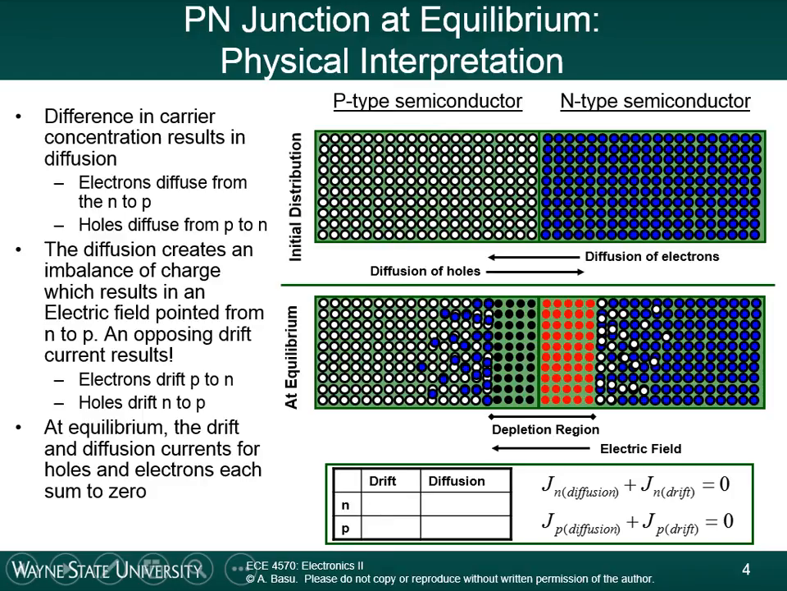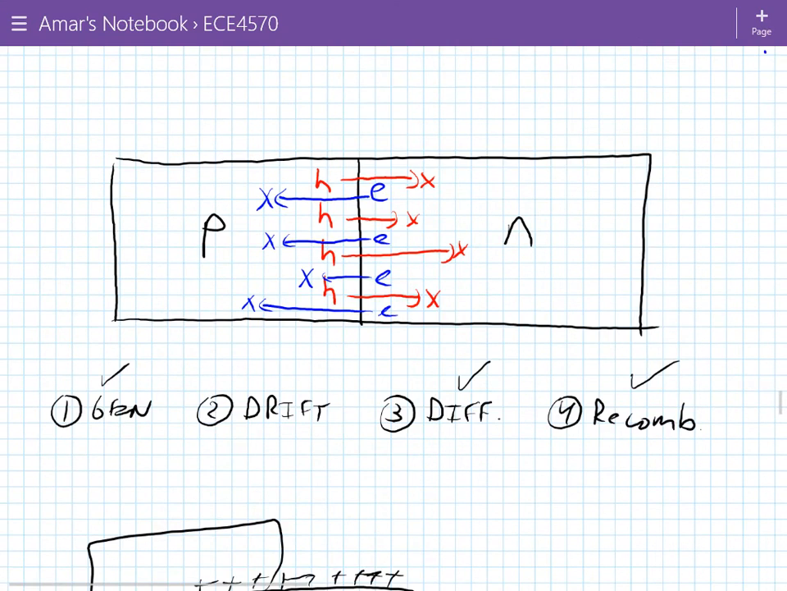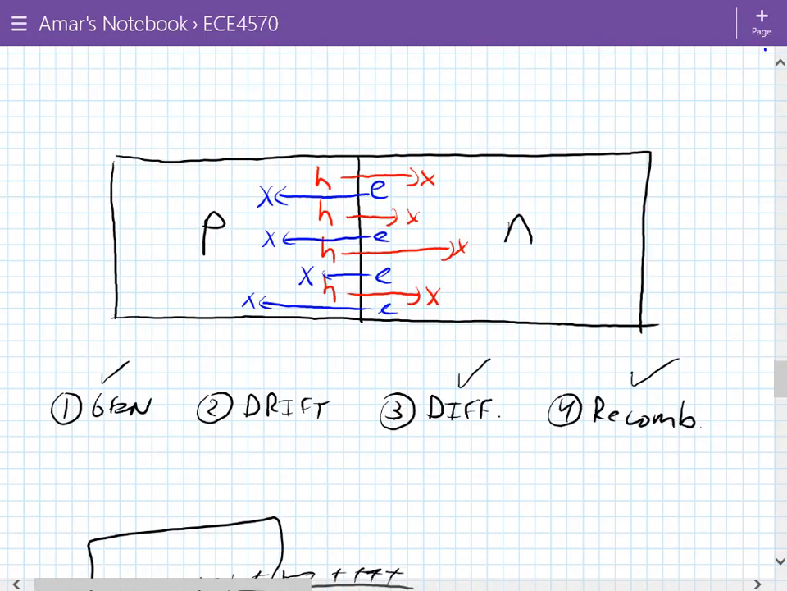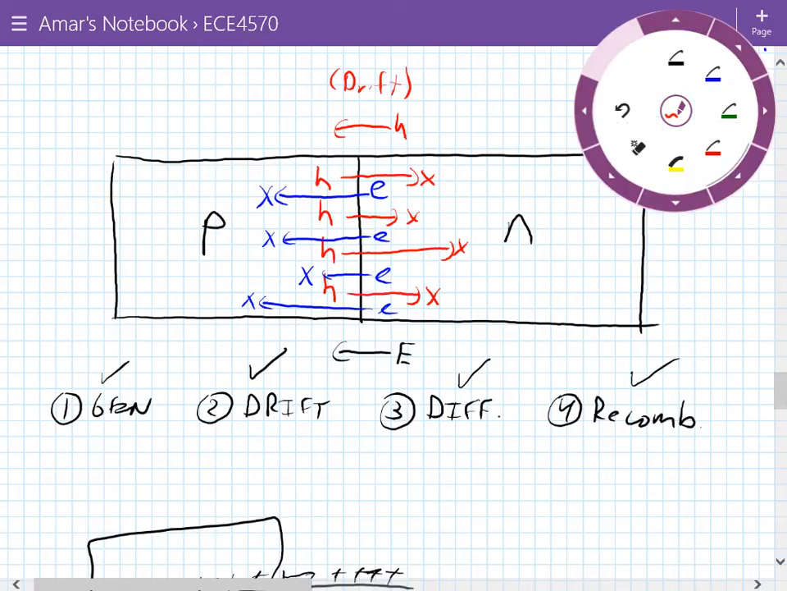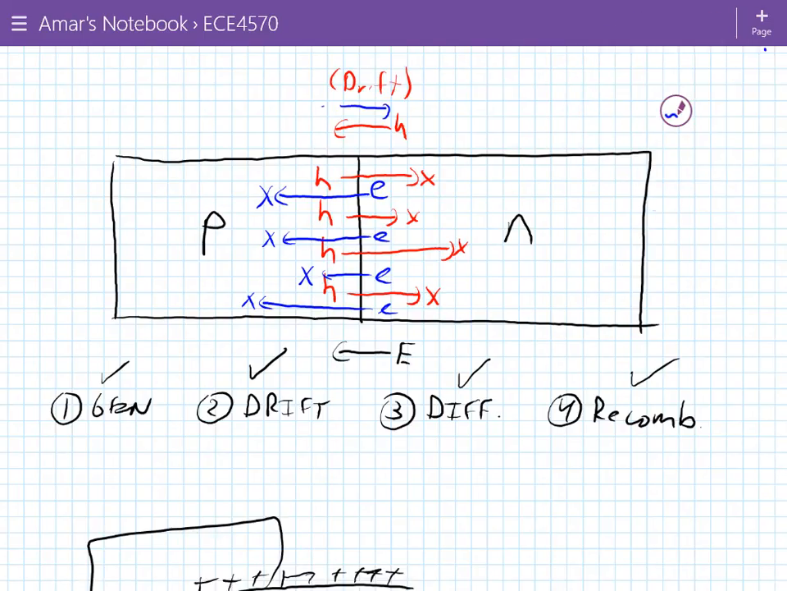All right. Now that we have an electric field, that means we're going to have drift current. Okay, so we go through these four processes we mentioned here. Diffusion happens initially. After the diffusion, you form the depletion region. That results in an electric field pointed from right to left. And so this will ultimately set up drift current. So the drift current will cause the holes to go this way. So due to drift, due to the electric field, the holes drift this way, and the electrons drift this way.